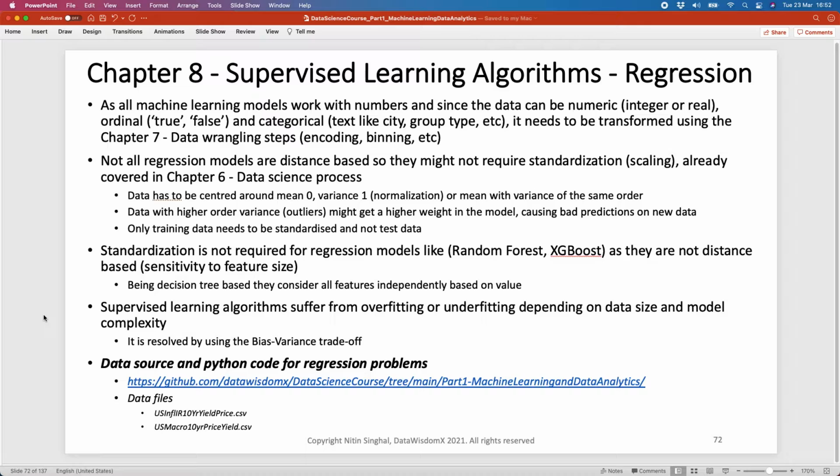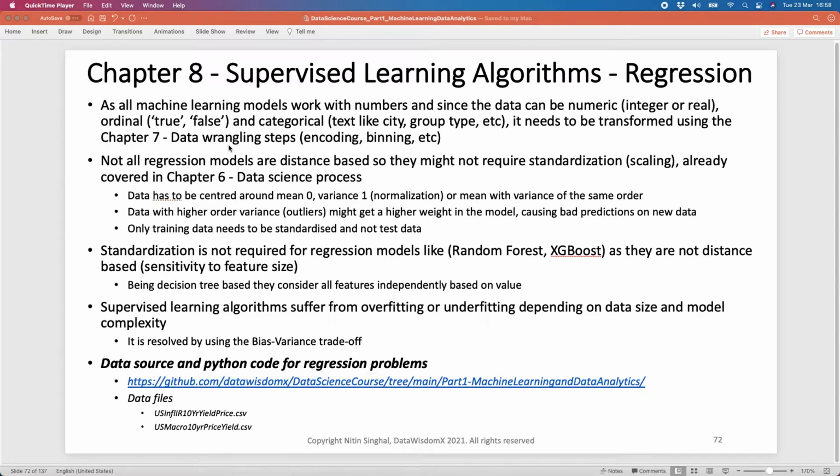just mention a few more useful points regarding regression. Again, these have been covered in the statistics chapter. They've been covered in the data science process and in the data wrangling chapter. So if you remember in the data wrangling chapter, we mentioned and across the course that all your machine learning models work on numbers. So if you have text data, true, false, or other categorical text like city names, other groups, these need to be transformed into numbers. We've shown you the techniques and the steps for that in the data wrangling chapter.